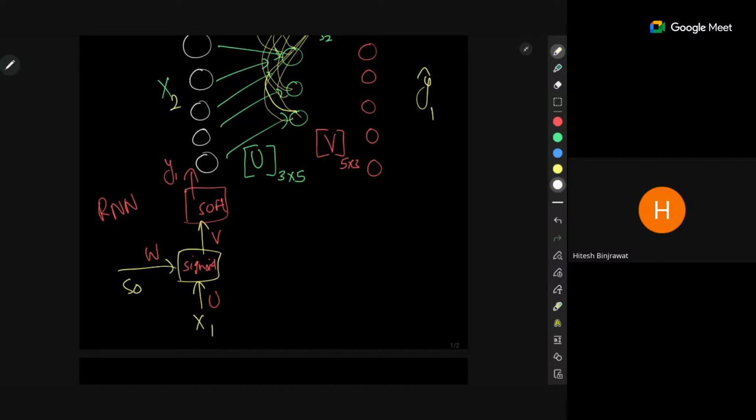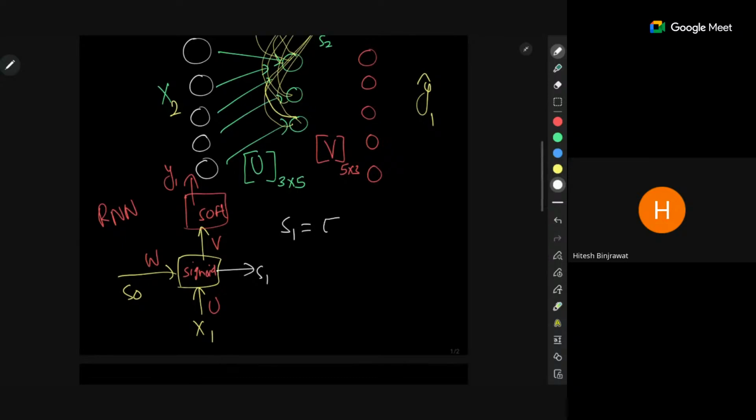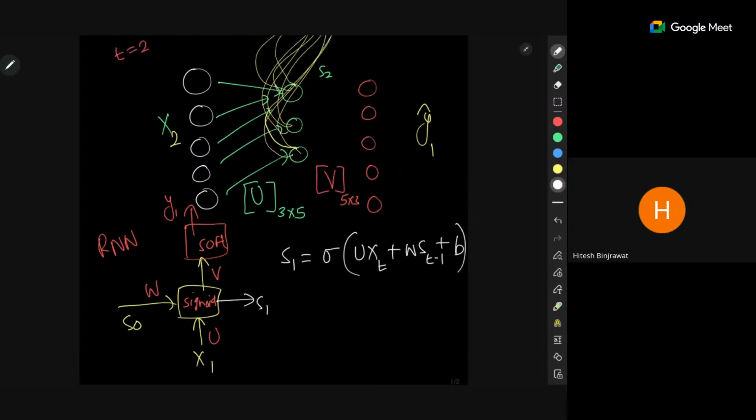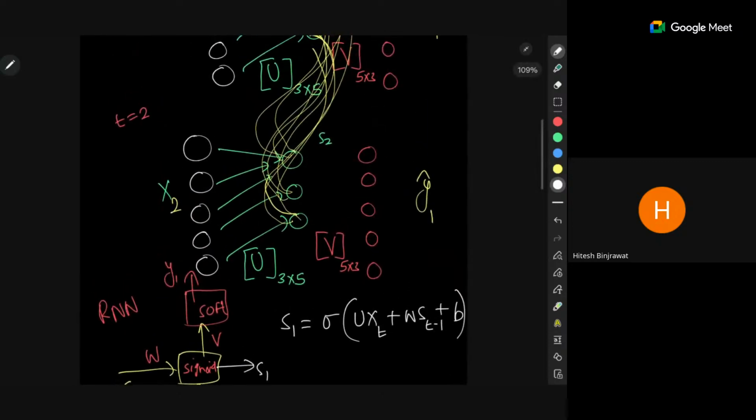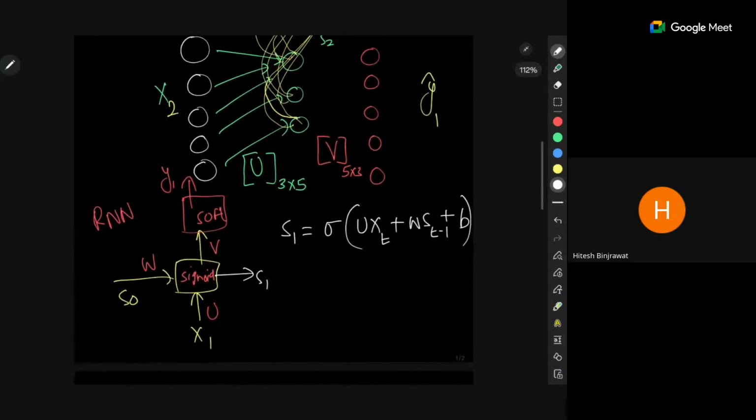So what will be the equation of the RNN? First you have to produce this S1, right? So this will produce S1. This S1 will be produced by, let's say, sigmoid is the neuron I'm using, and I'm using UXt plus WSt-1 plus some bias I can use. So there will be some biases for each of these neurons, and that I'm giving as B, right? So this is how you will produce S1, or St, if I can say St, right?